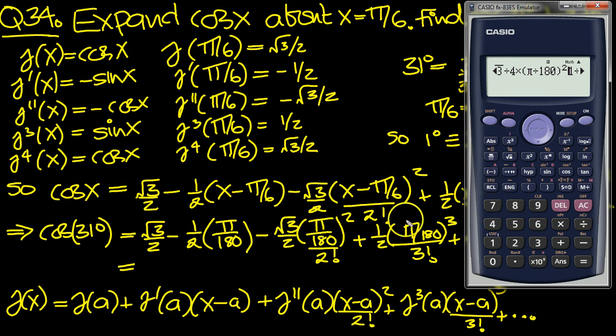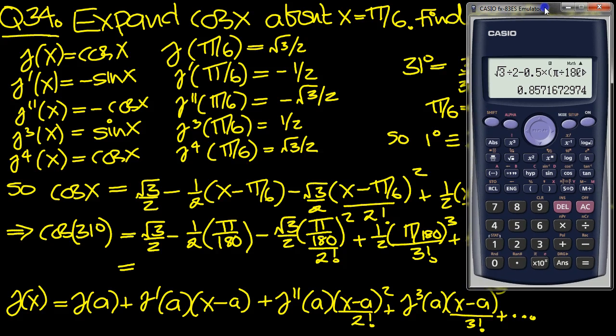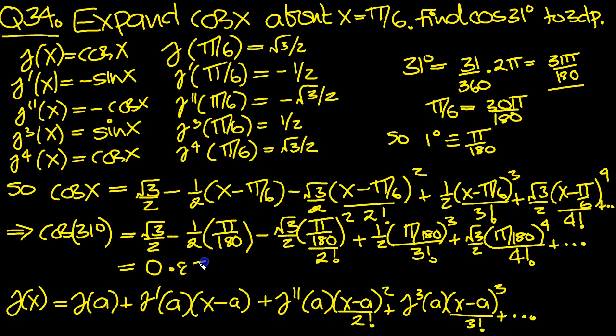We've got to put a plus 1 over 12 equals 0.857. It was to 3dp, wasn't it? 0.857. And that was to 3 decimal places.